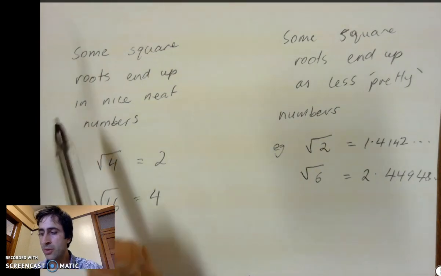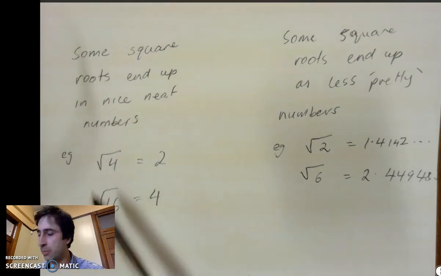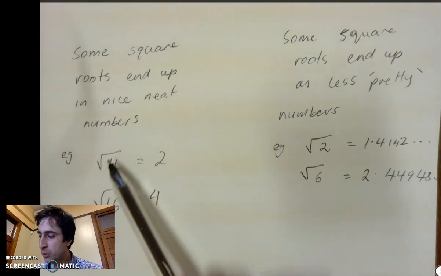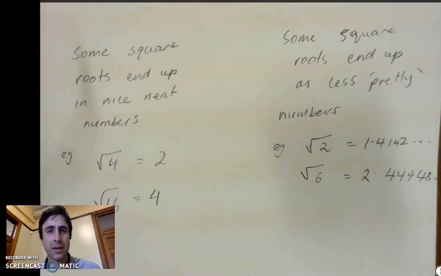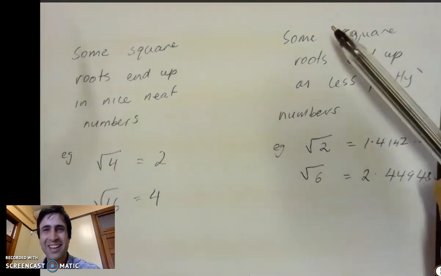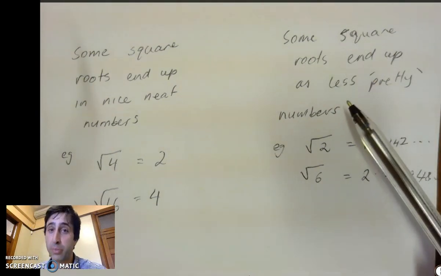And so what we've got is some square roots that end up in nice, neat numbers, like square root 4, square root 16. Square root 4 is 2. All right, square root 16 is 4. We know that, okay? We don't need a calculator. We remember those from when we were young. But a heck of a lot more end up in much less pretty numbers.